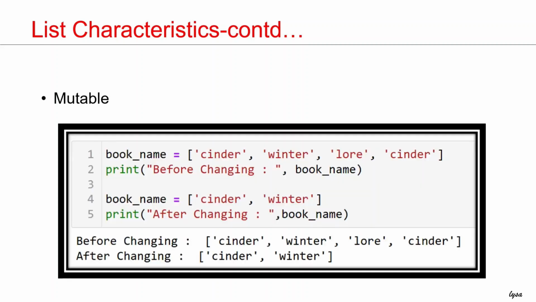The next major characteristic of a list is that it is a mutable data type. What do we mean by that? If you look at the example, first I have given book name to consist of 4 items: Cinder, Winter, Lore, and Cinder. But then it is possible for me to change the items in the variable by again giving book name equal to Cinder, Winter. These types of data types in which it is possible to change the items are called mutable data types.